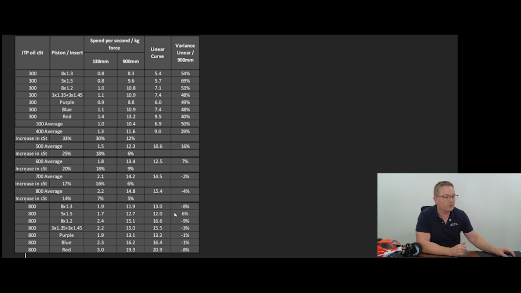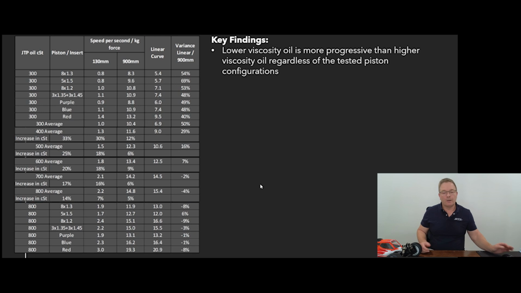This is consistent. Okay, so key findings: lower viscosity oil is more progressive than higher viscosity oil. So the bigger the number, the more it trends to linear. So if you want a progressive type of curve, you would look at a lighter type of fluid.